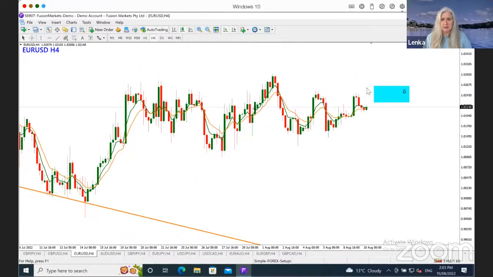retest as yet. But if the price goes higher, I would be looking for short at any of those reversals at the top of that sort of ranging market that we are seeing at the moment.